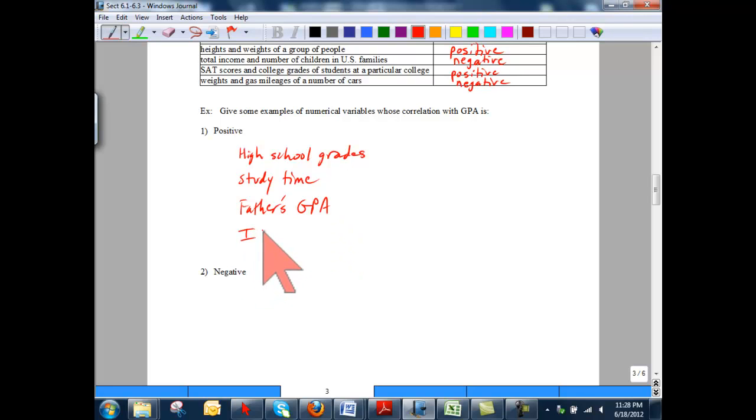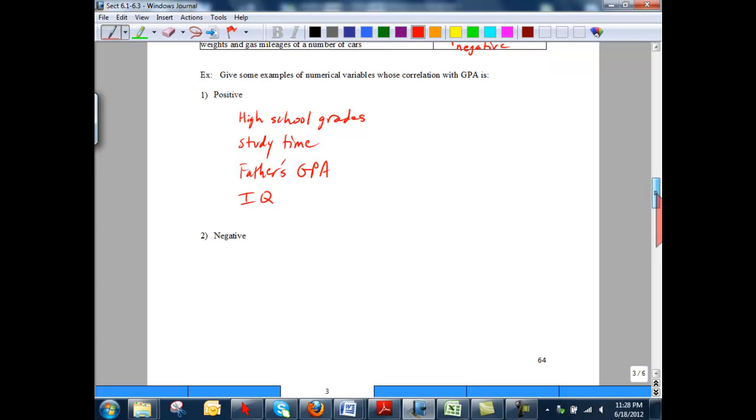Something else that's positively correlated with GPA is IQ. So some of these you have control over if you're looking to raise your GPA. Study time, for example, is something that you definitely have control over now, and high school grades is something that you had control over in the past. Other things like father's GPA or mother's GPA and IQ, you really have little or no control over. Is that fair, then, that it's positively correlated with GPA? Maybe not. Doesn't seem like it, but that's kind of the way that life is sometimes.